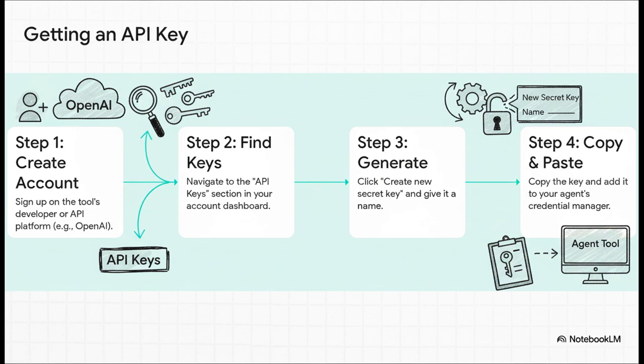And the best part is, getting an API key is usually a pretty straightforward process. Generally, you just go to the developer platform for the tool you want to use, like say platform.openai.com, create an account, and then look for a section called API keys. From there, it's usually as easy as clicking Create New Key, giving it a quick name so you remember what it's for, and then just copying that key and pasting it into your agent settings.